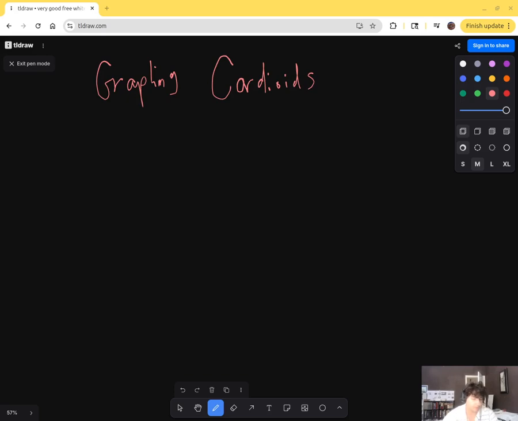But, okay, so graphing cardioids is honestly easier than doing rose curves because it's simpler. That was a terrible sentence. Okay, anyways.